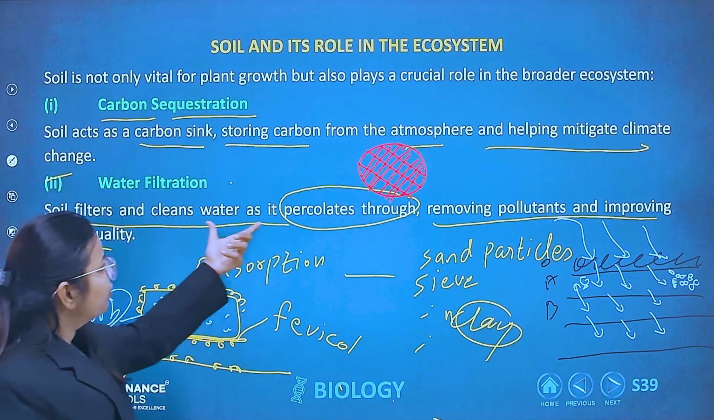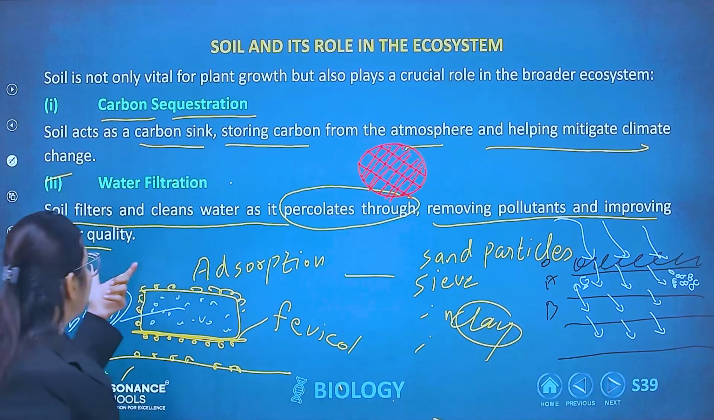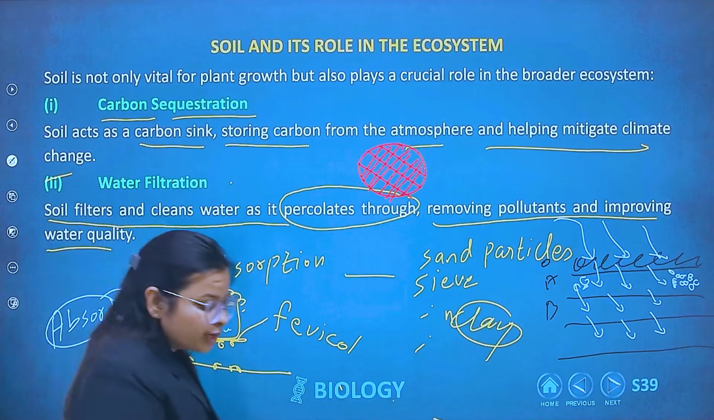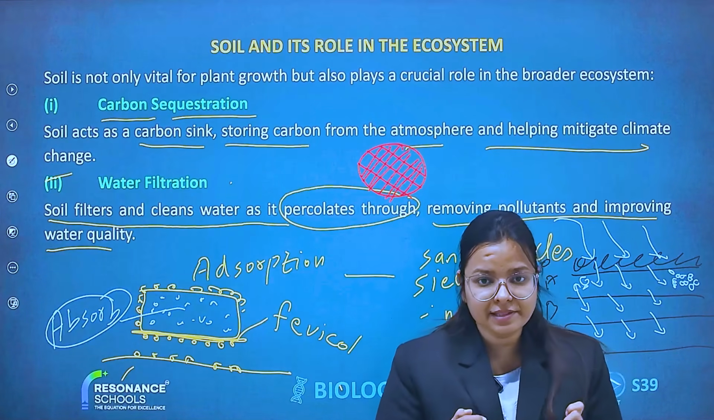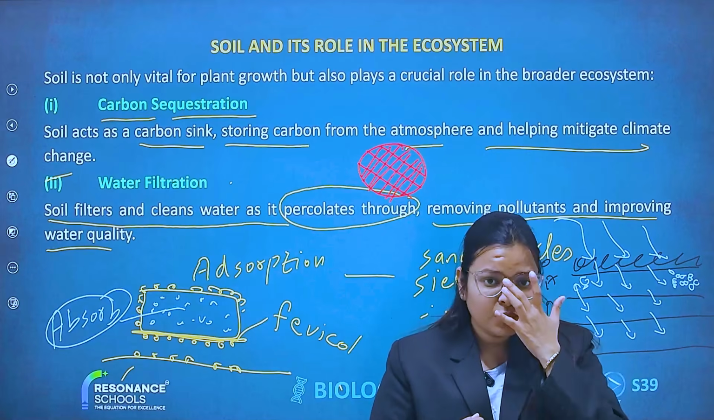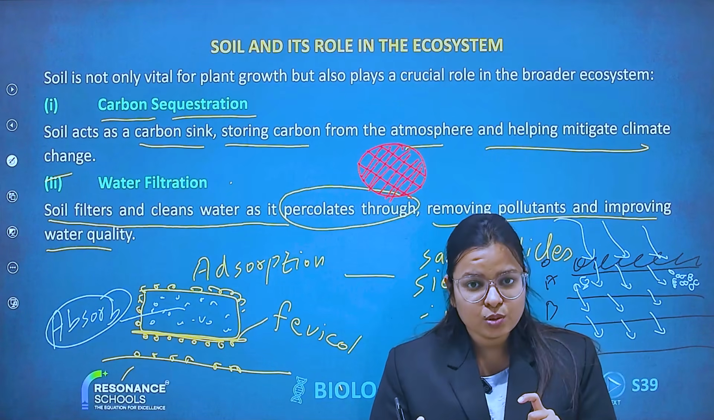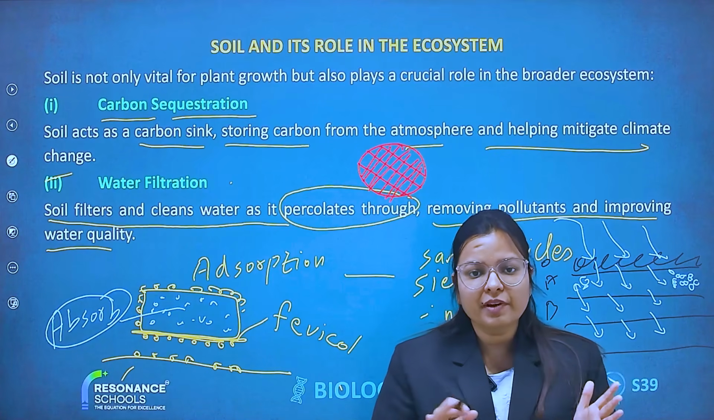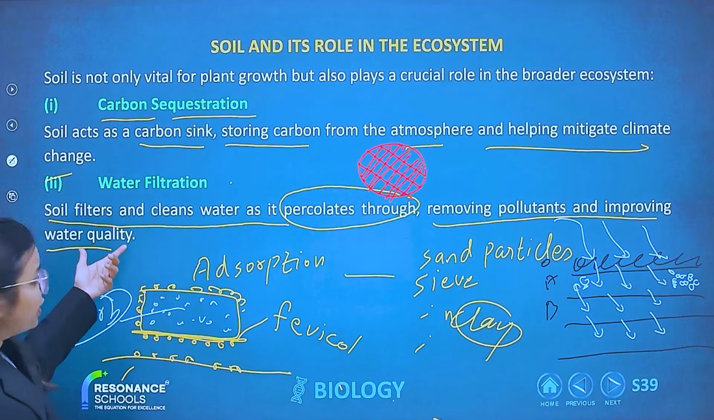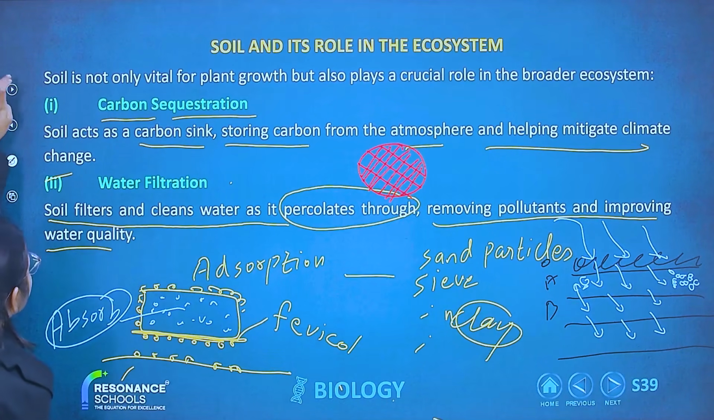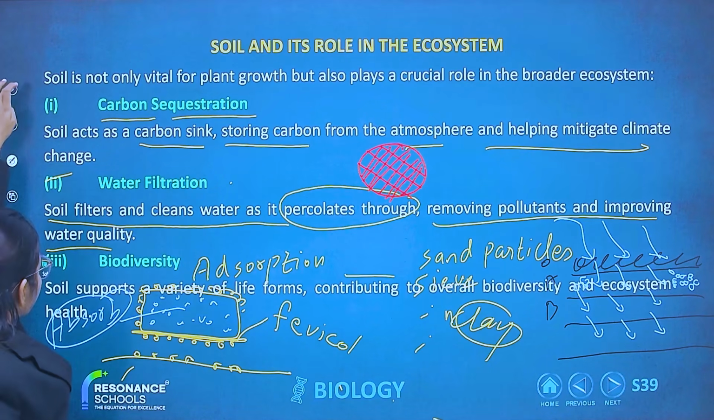So this is your water filtration done. Soil filters and cleans water as it percolates through, removing pollutants and improving water quality. So what we are doing: removing larger particles, removing dust particles, removing toxic substances. We have soil microbes which can degrade toxic substances also. So somehow we are purifying water and improving water quality. That's why groundwater is so pure.